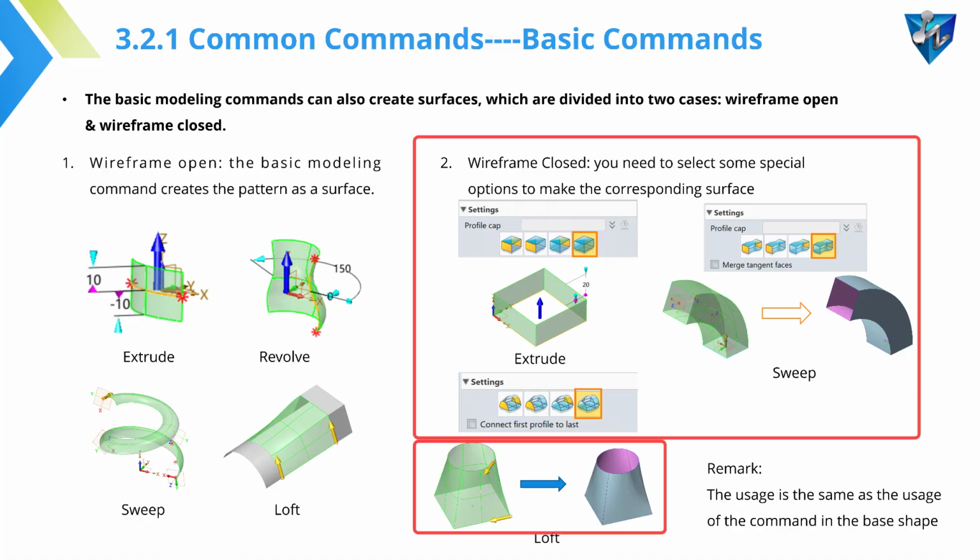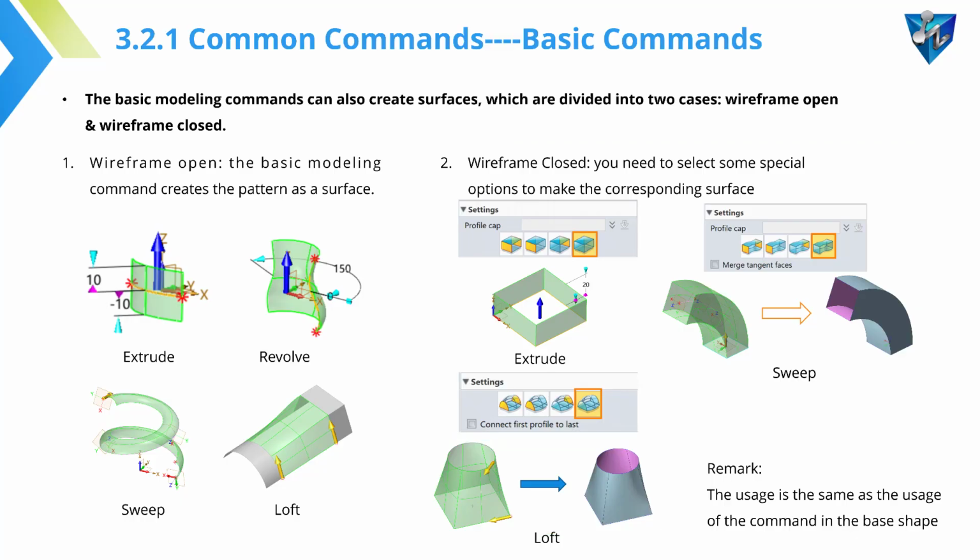The second type is wireframe closed. The commands are the same as for the wireframe open, but we need to select some special options to get the surface. All of the usages of these basic commands are the same as in the modeling module. So if you want to learn more about these commands, you could check the training video about the modeling module.